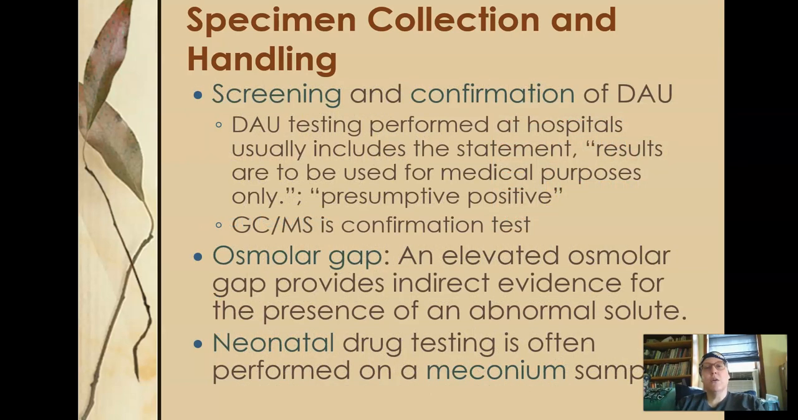Okay. So screening and confirmation of drugs of abuse for the urine. DAU is drugs of abuse in the urine. There's a lot of drug testing that's performed at hospitals, and usually that testing will include a statement such as results are to be used for medical purposes only, or presumptive positive. Because the ones used in the hospitals are immunoassays, for the medical reasons we're just using the screening test. They're the easily automated ones that we can do and crank out and get results really quickly. And they're really reliable for medical reasons.